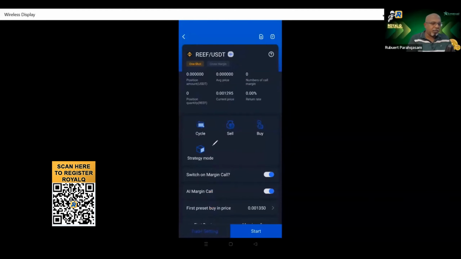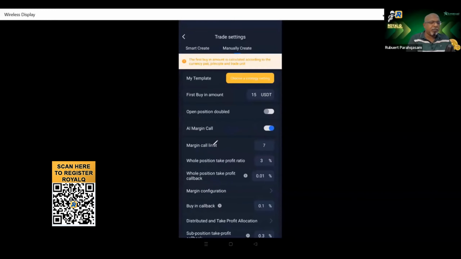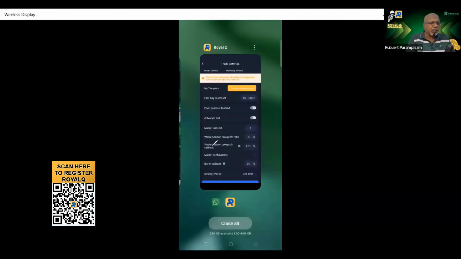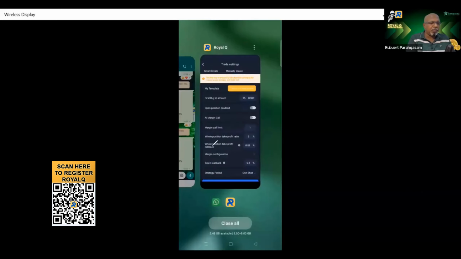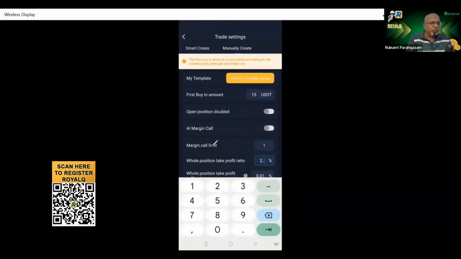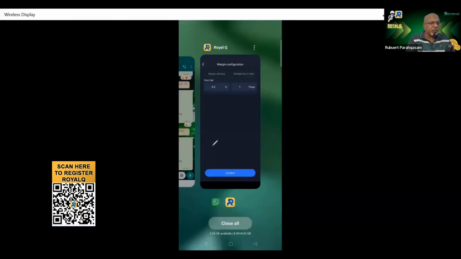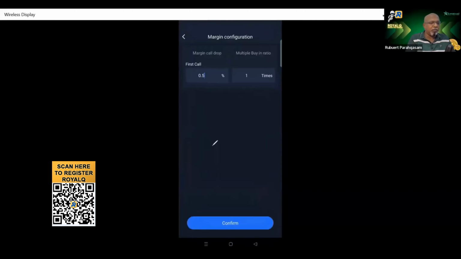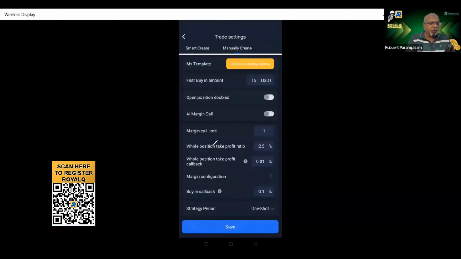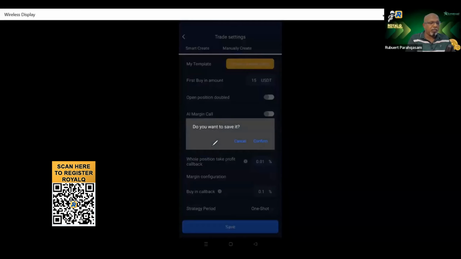So I'll tap on trade settings, $15. Okay, so this will be 1. This will be off. That's 2.5%. Is someone timing me? This is 0.01. Margin configuration, that is the drop. The drop is 4%, so I'm going to put this as 4. Confirm. Buy-in callback will be 0.01. One shot. Wonderful. I'm going to save this.